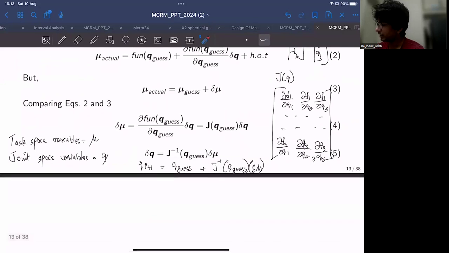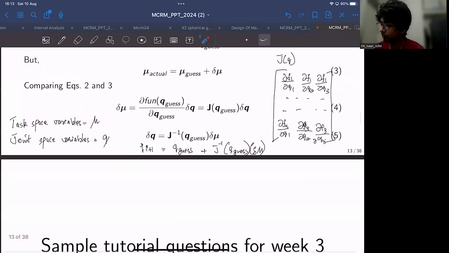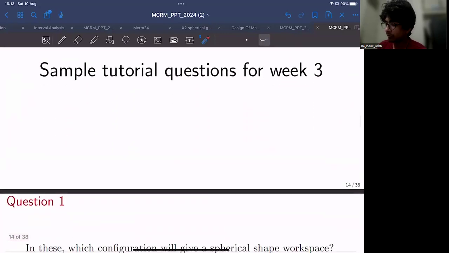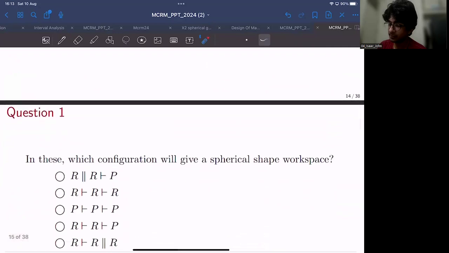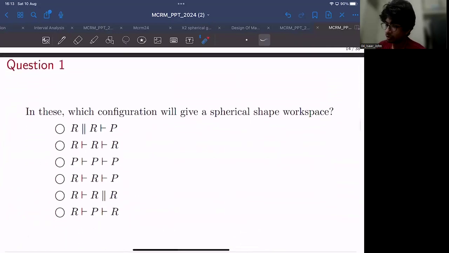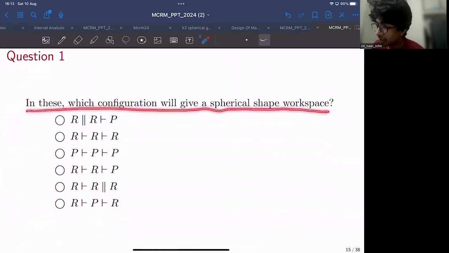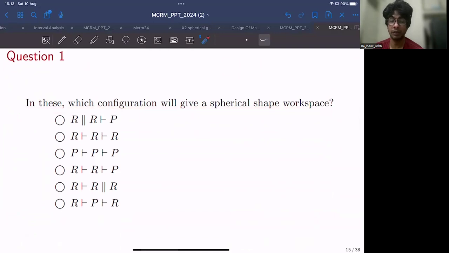Okay, so with that, we will go to a few sample tutorial questions for week 3. Please let me know if you have any doubts while we are solving the questions. Okay, so question 1 says, which of the configurations will give a spherical shaped workspace, right?